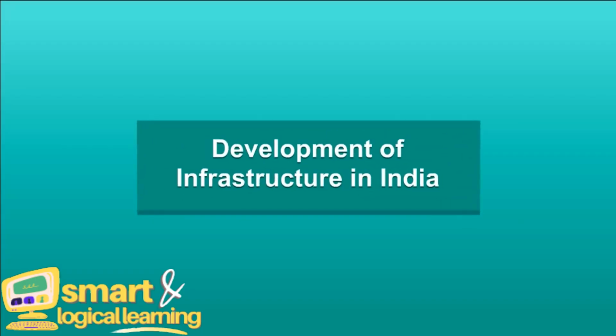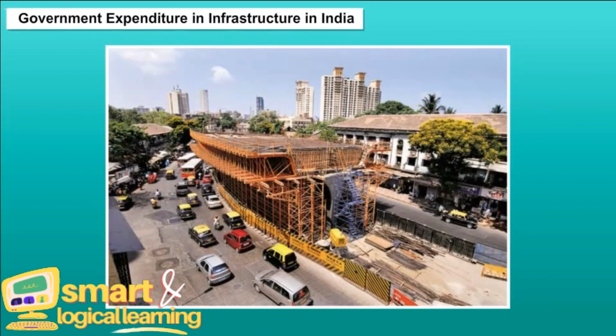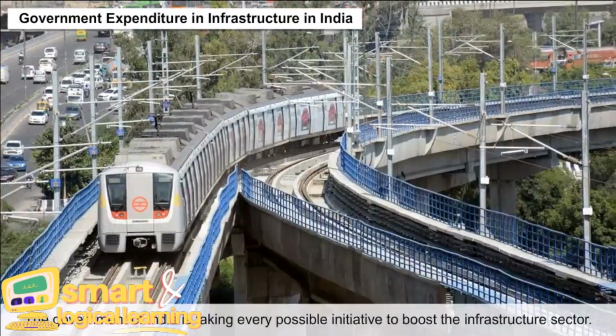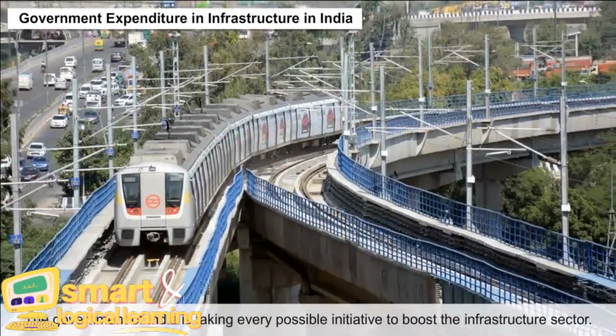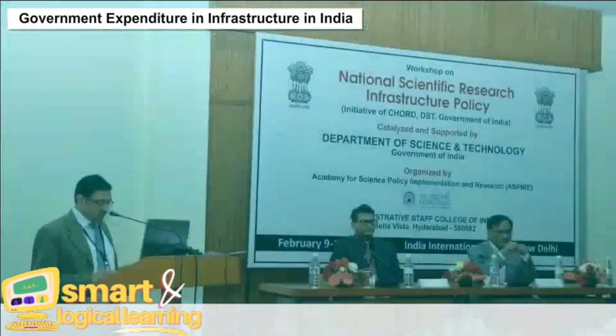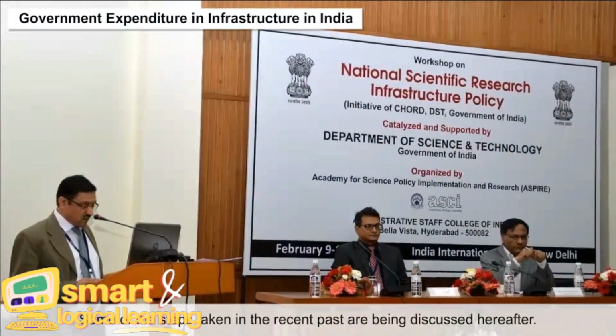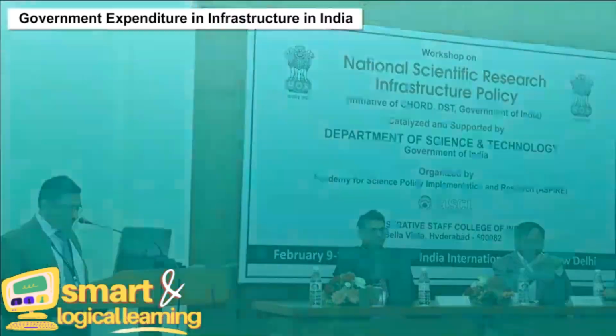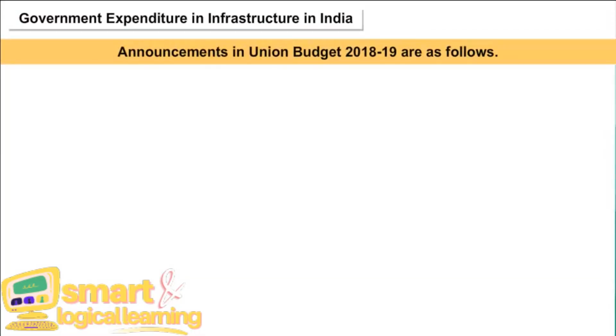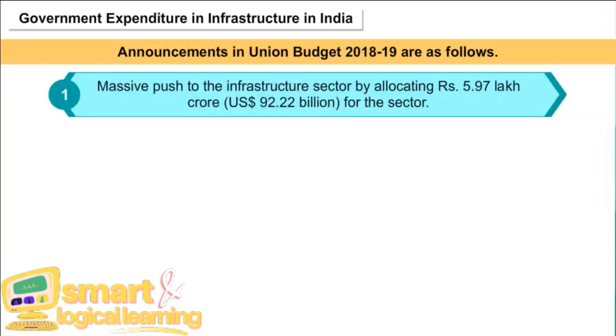Development of infrastructure in India. Government expenditure in infrastructure in India. The Government of India is taking every possible initiative to boost the infrastructure sector. Some of the steps taken in the recent past are being discussed hereafter. Announcements in Union Budget 2018-19 are as follows. Massive push to the infrastructure sector by allocating Rs 5.97 lakh crores, US dollars 92.22 billion for the sector.